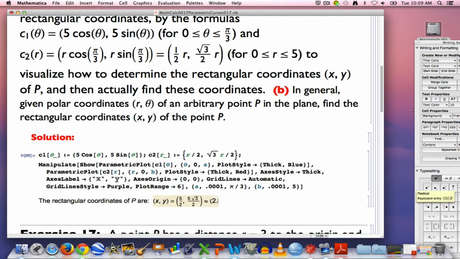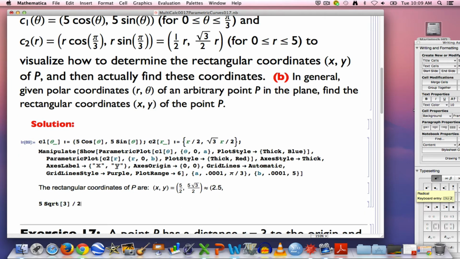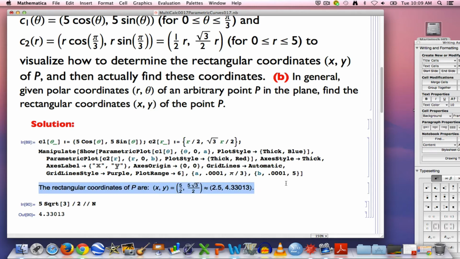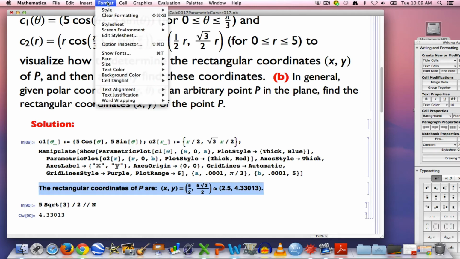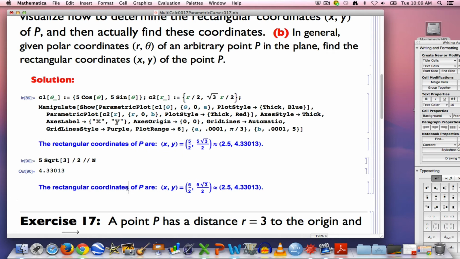The first thing, 5 halves, is exactly 2.5. The second thing, if we approximate it like this, is about 4.33013. Those are the rectangular coordinates of P. That is the answer.